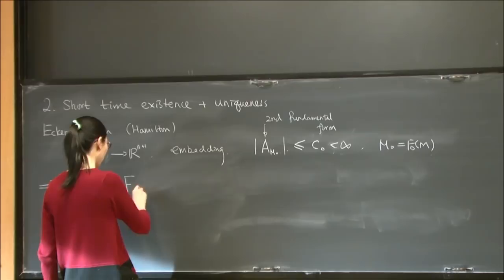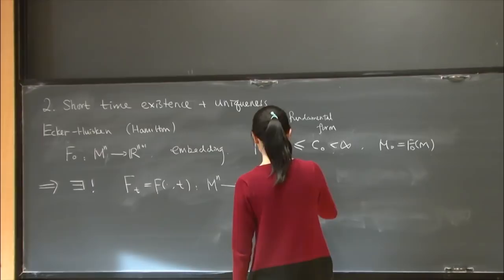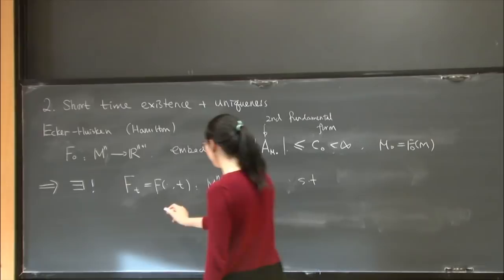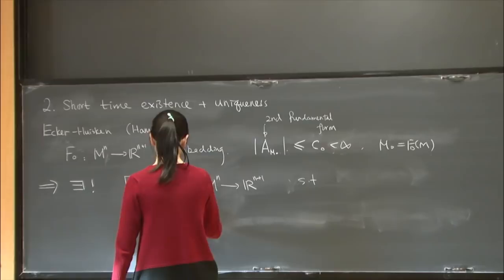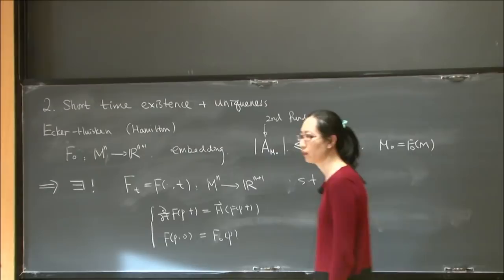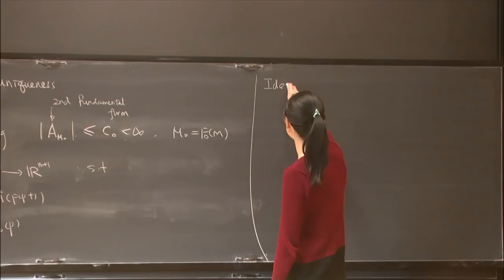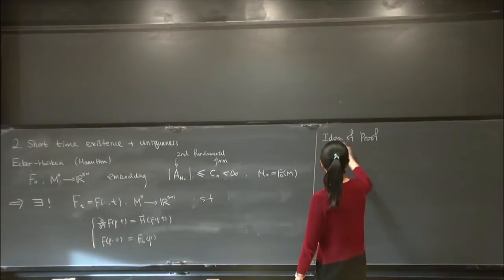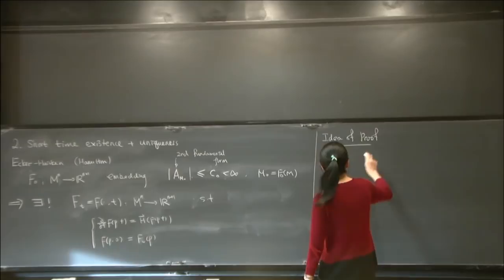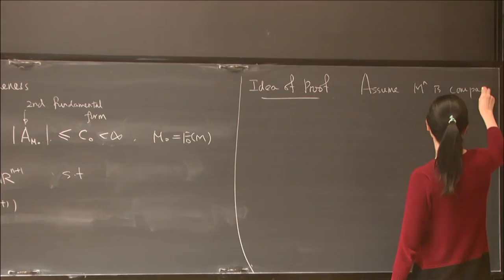Okay, so then, satisfy. Okay. So for this theorem, I can give you some idea of the proof without going into the a priori estimate. So the idea is, maybe for simplicity, let's only consider the case that M is compact. For general M, it can be achieved by an approximation argument.